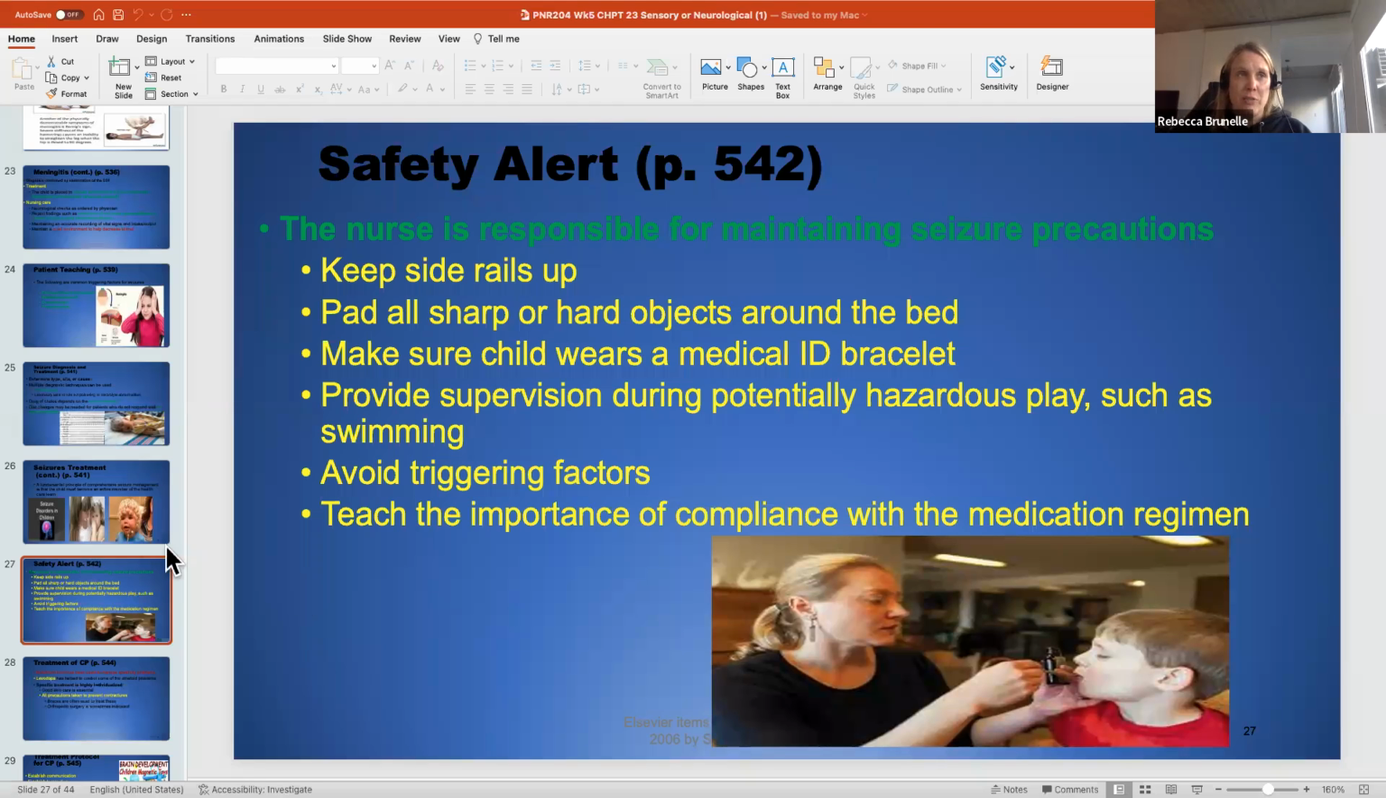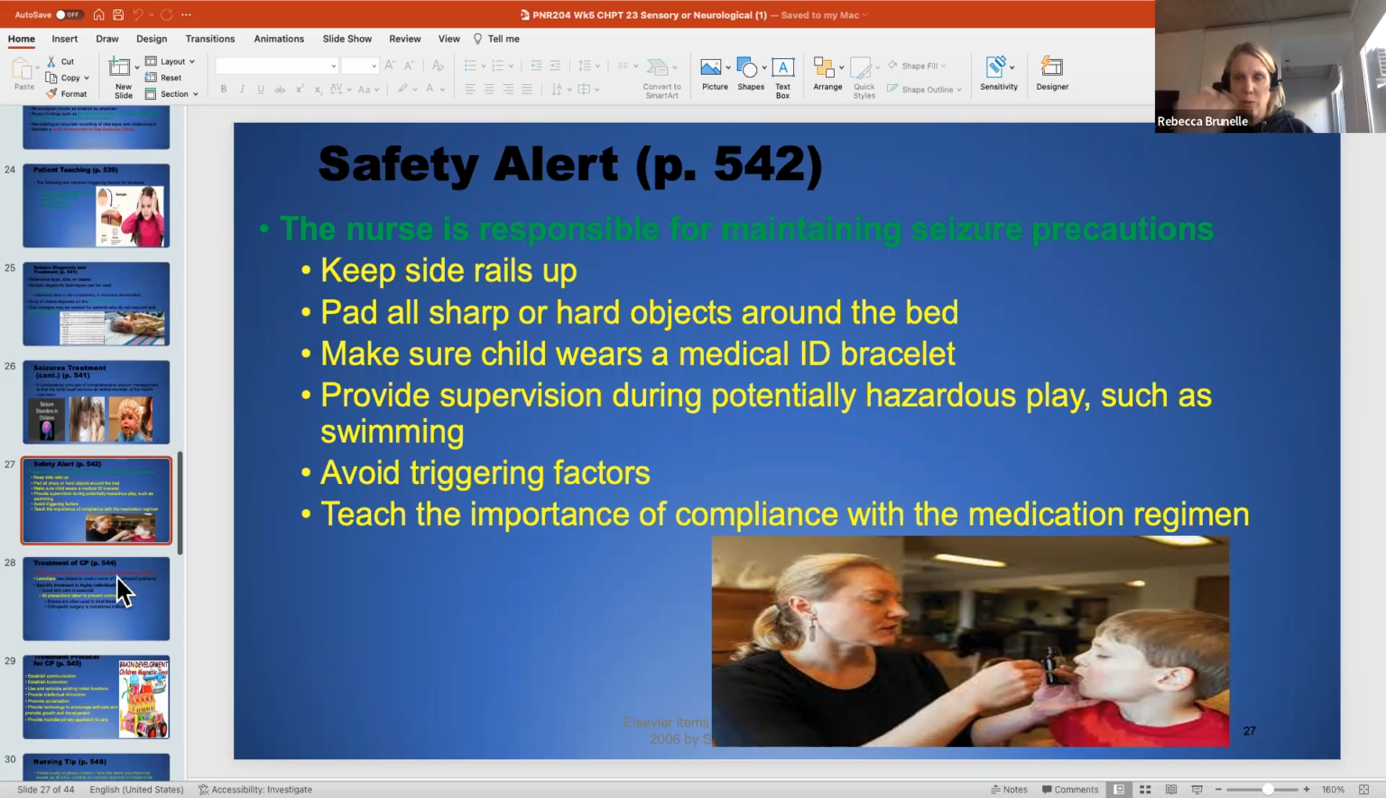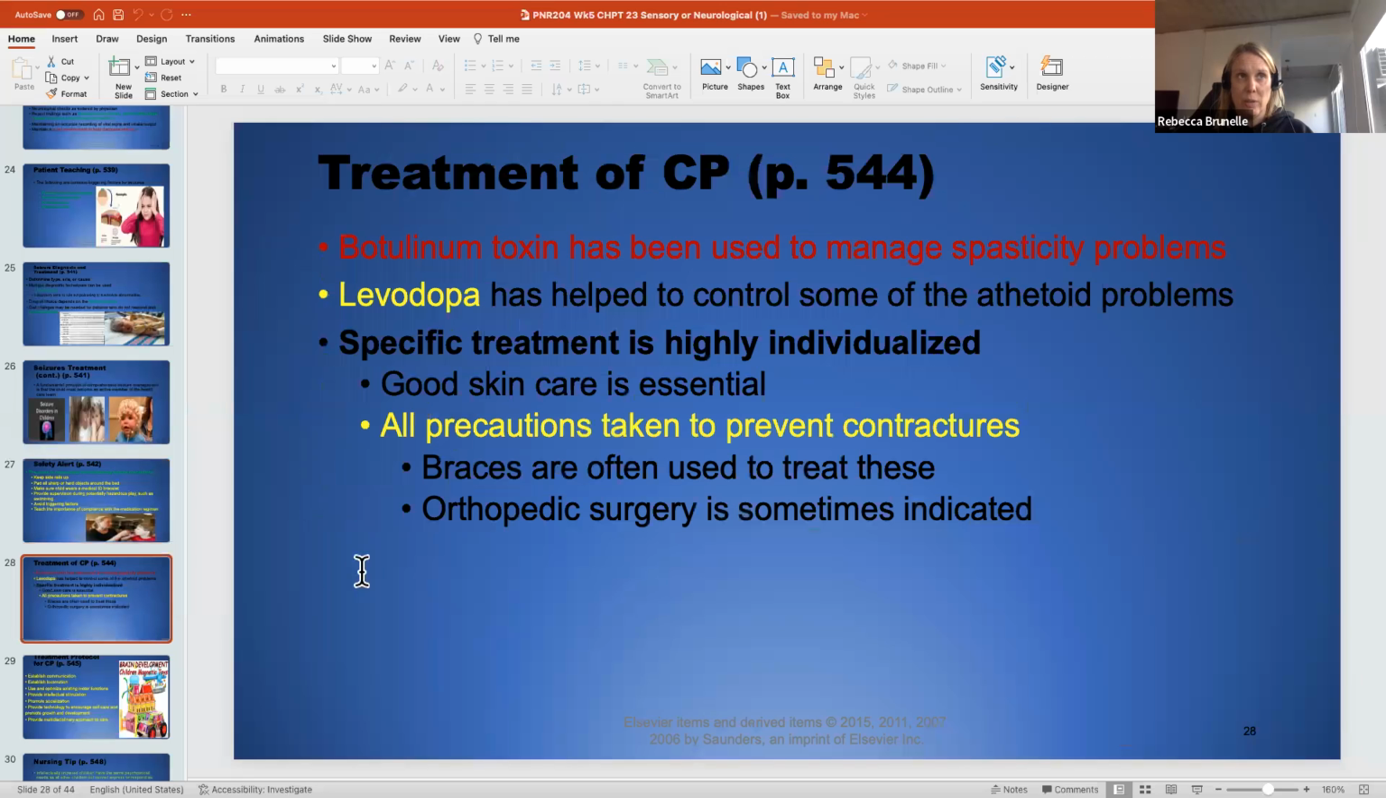If you're taking care of a child in the hospital and you have seizure precautions, you always want to make sure that the side rails are up, that they don't have access to any sharp objects around the bed, and that they always have their ID band on. That's true for all patients, but if you have a seizure, you need to be able to give medications quickly. You want to avoid triggers, and you want to teach parents the importance of compliance, making sure they take their anti-epileptic medications as ordered.